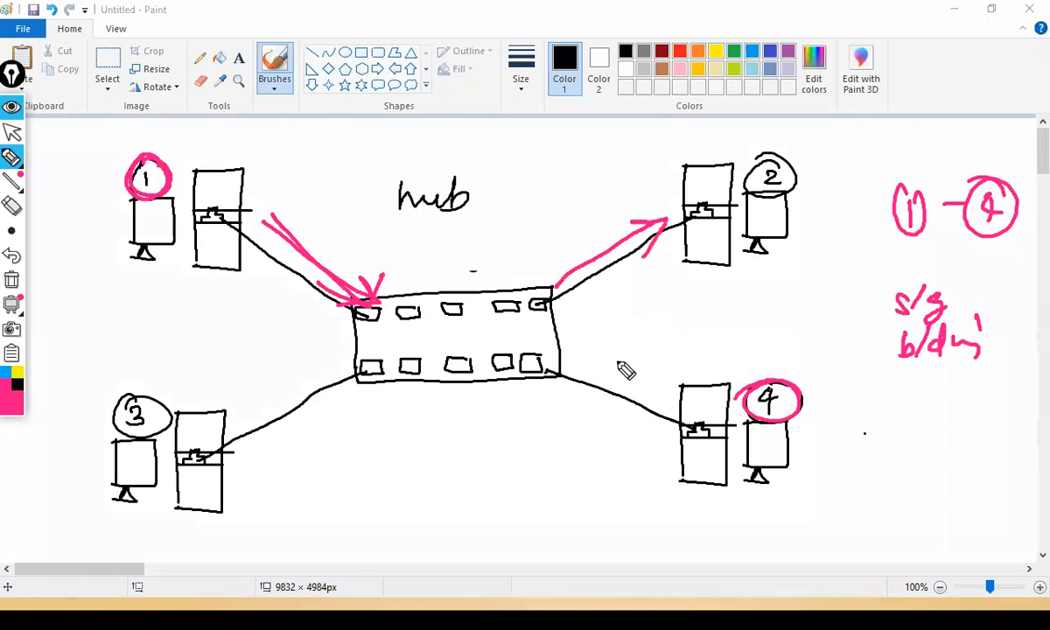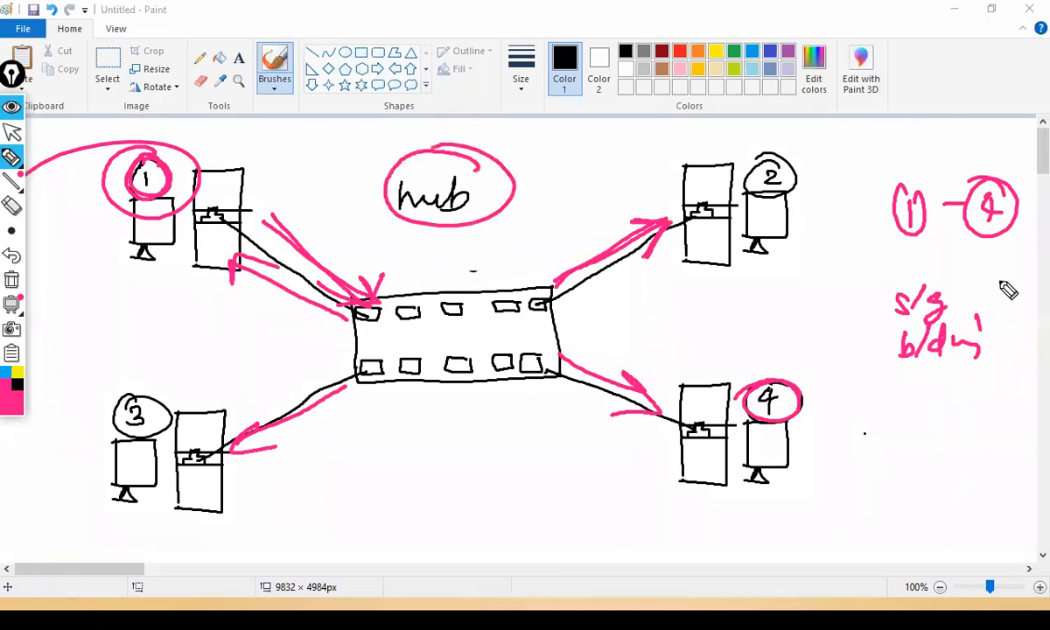It will be sent to the second machine, the third machine, the fourth machine, and it will be sent back to the first machine also. Clear? It will send back to all the interfaces, including the source interface. That is the property of the hub, that is called signal broadcasting.